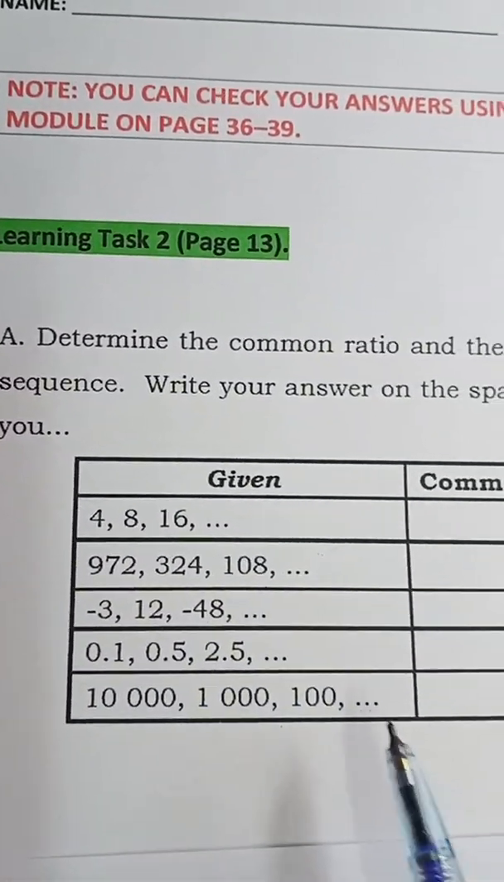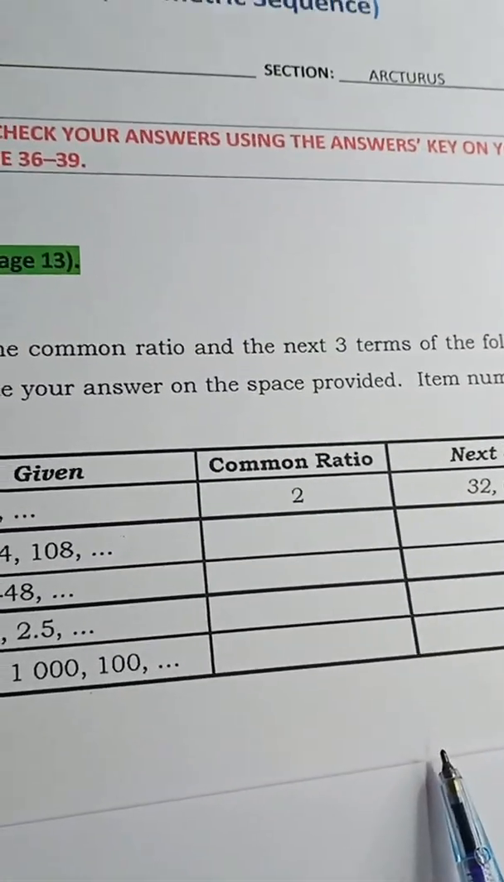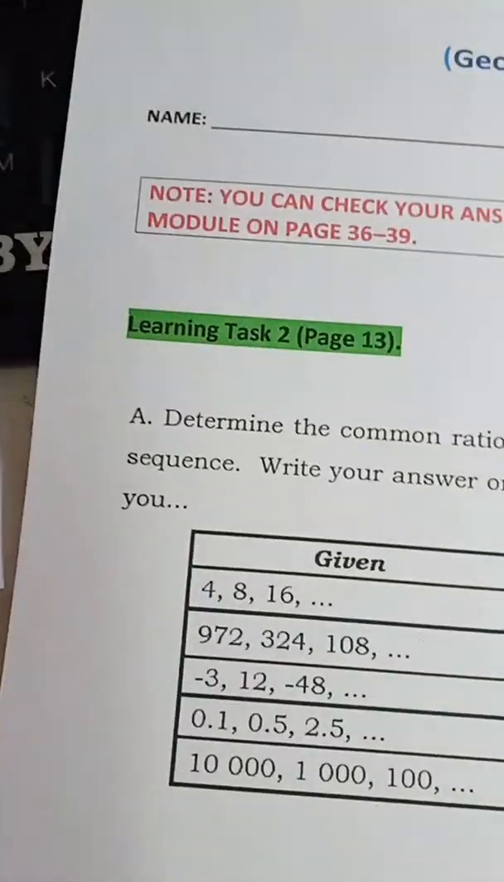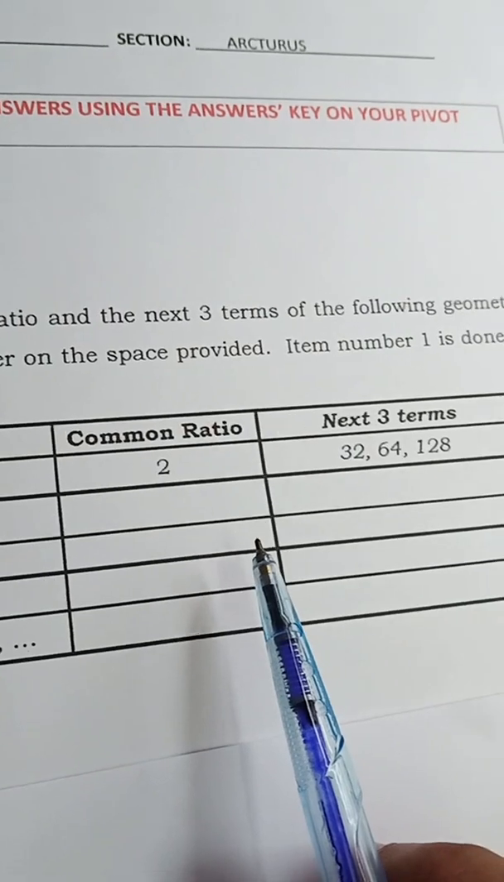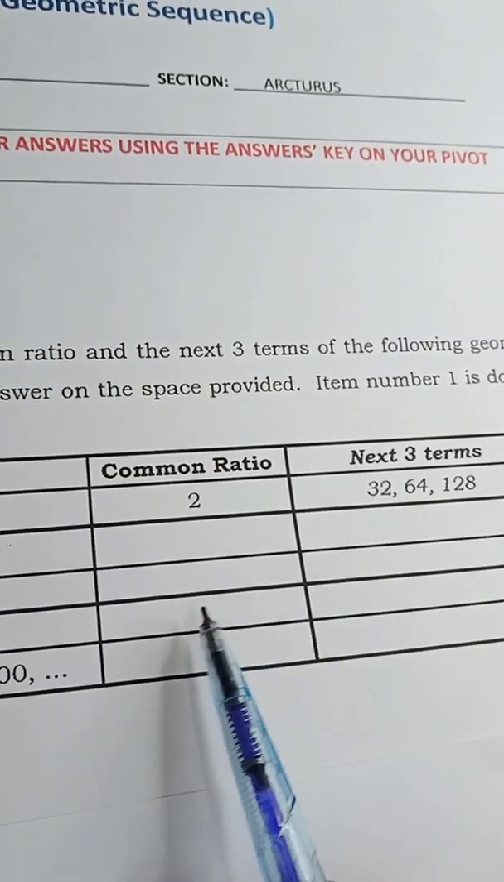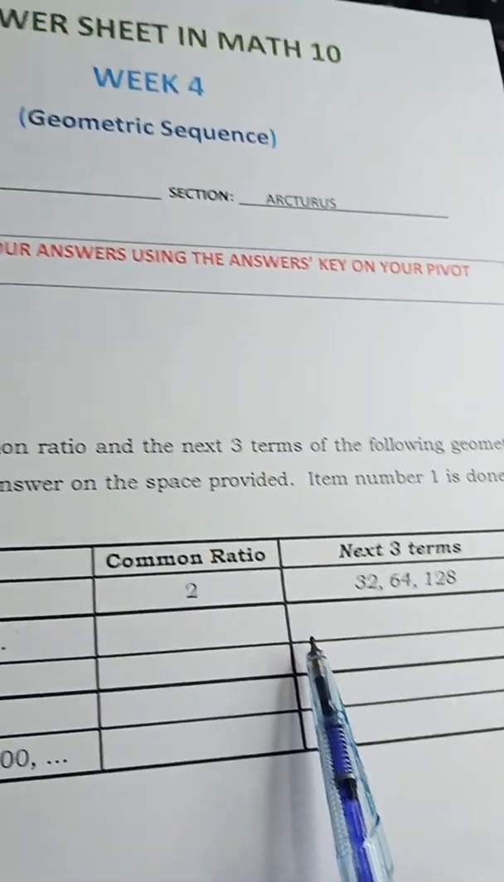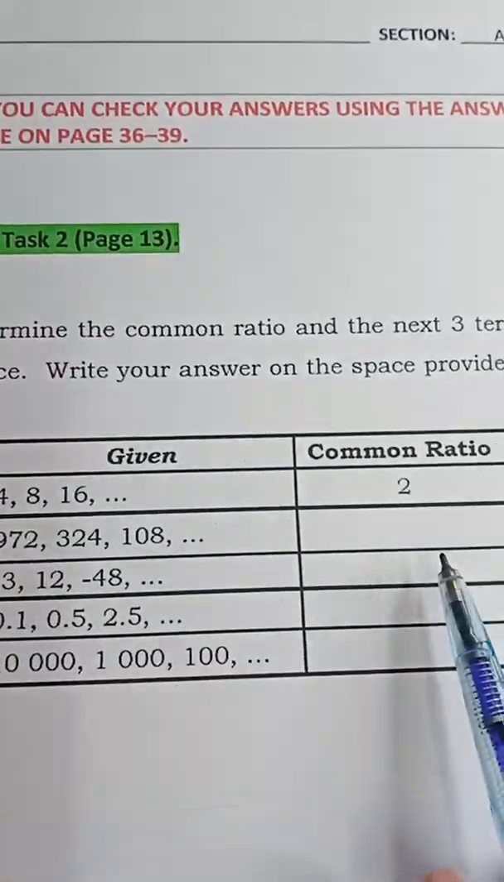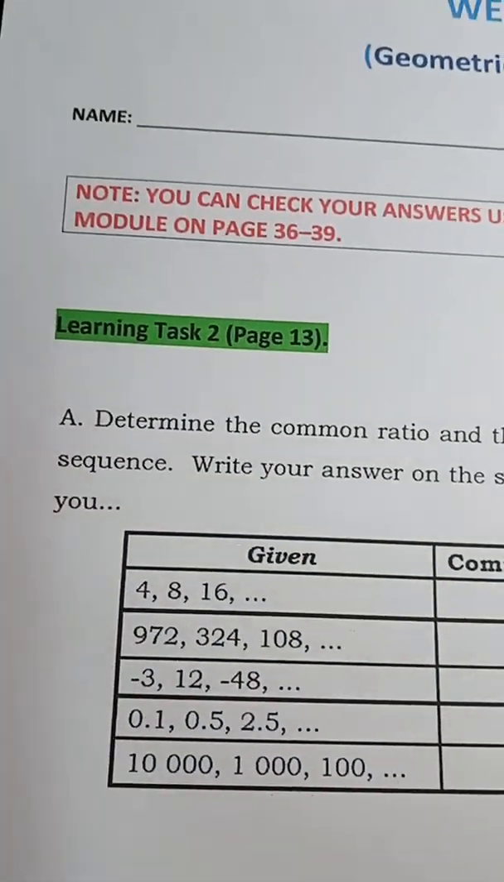Okay, so this is the instruction. Determine the common ratio and the next three terms of the following geometric sequence. Write your answer on the space provided, okay, inside the box. Inside the table. Then item number 1 is already done for you. So meron na siyang answer, item number 1.